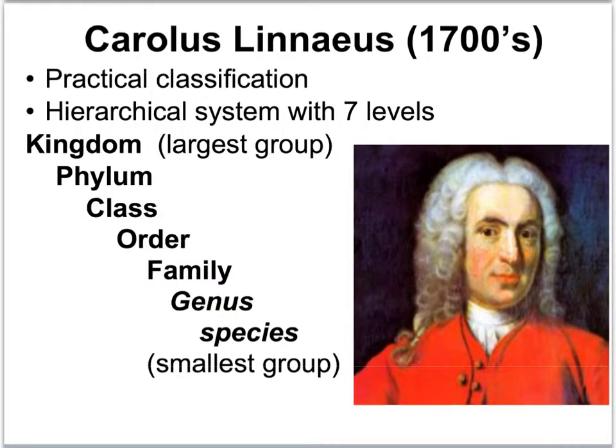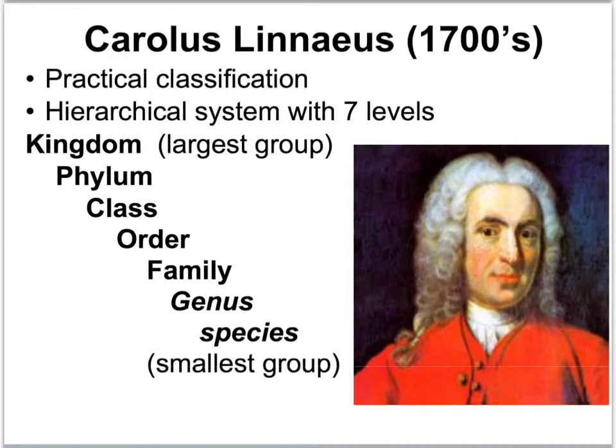Carolus Linnaeus was the scientist who first organized and grouped organisms into a 7-level system of classification. Hopefully you remember KPCOFGS: Kingdom, Phylum, Class, Order, Family, Genus, Species. These were the 7 levels of taxonomic classification that Carolus Linnaeus came up with.